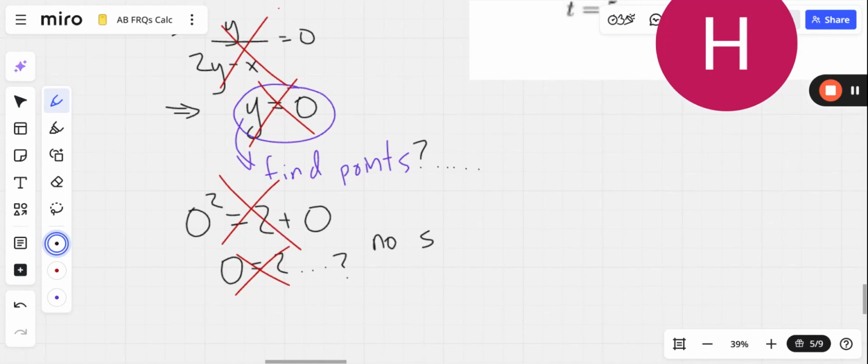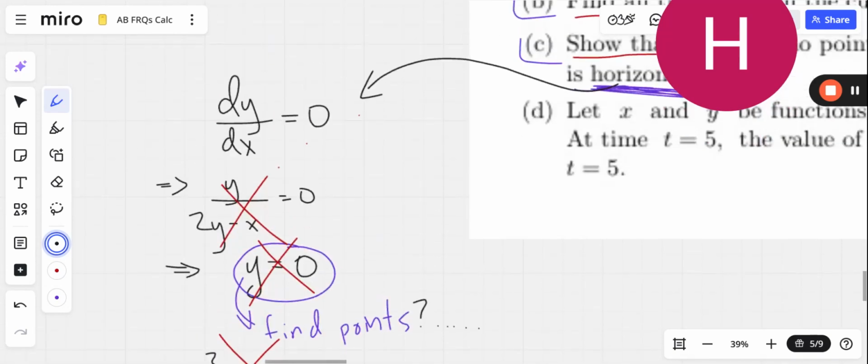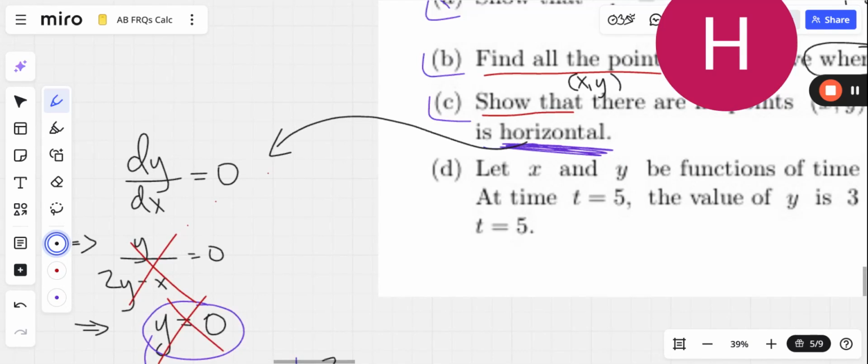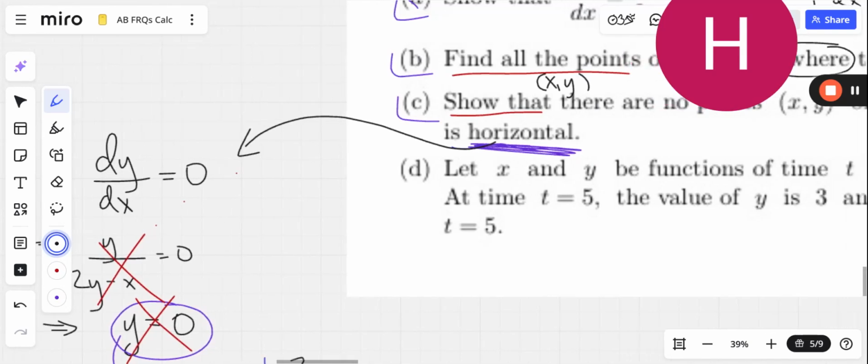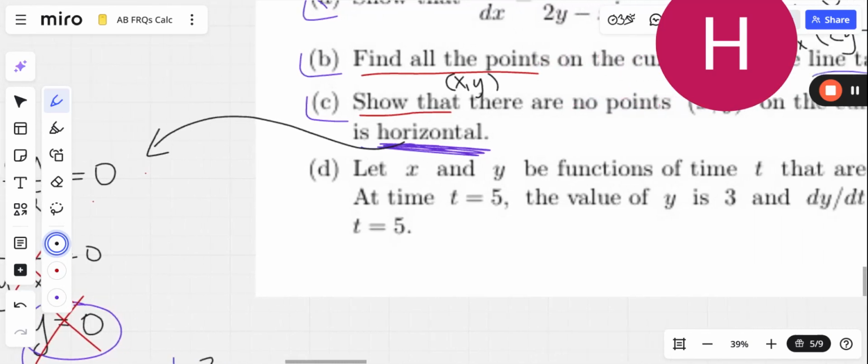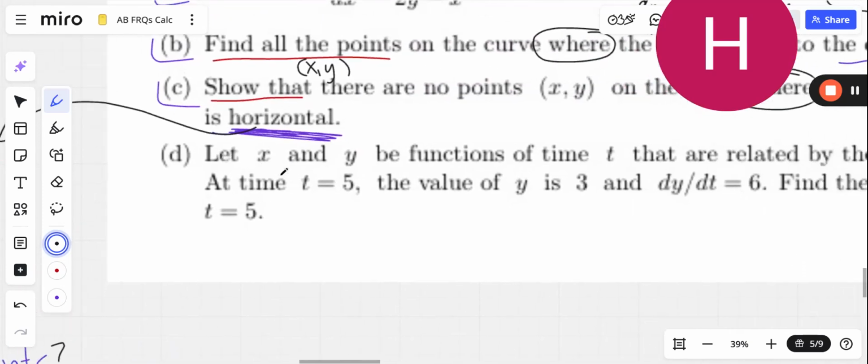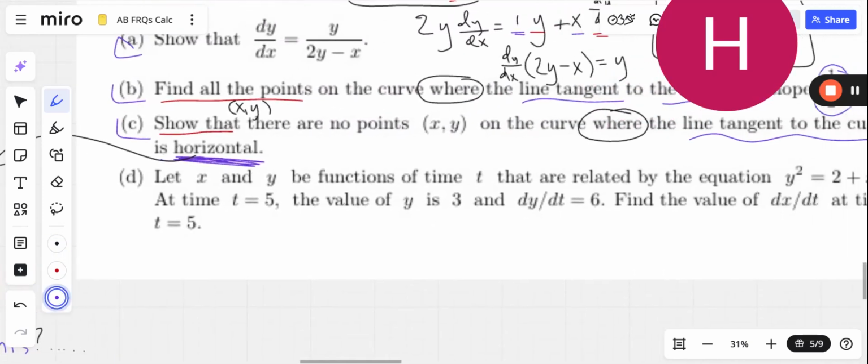No solution. Therefore, we have shown that if we take the assumption that this thing goes horizontal at some point, we're not going to find any points that go along with that. Okay? All right, done. Let's look at part D.